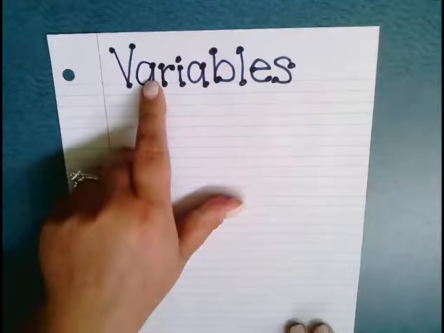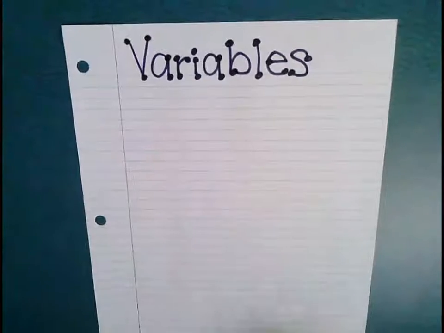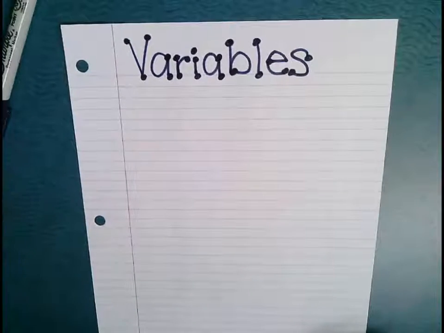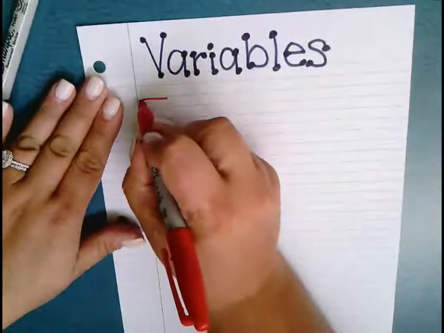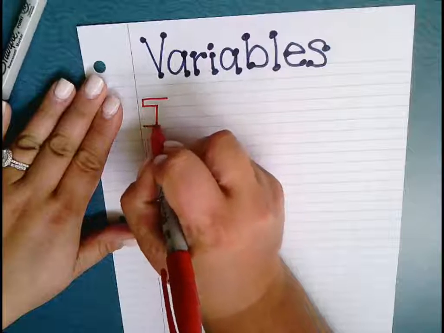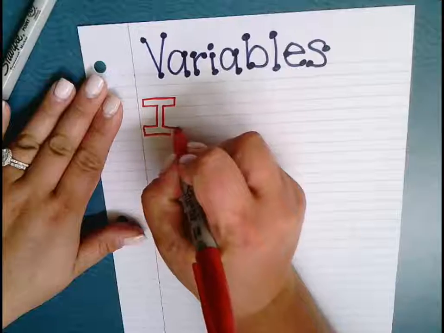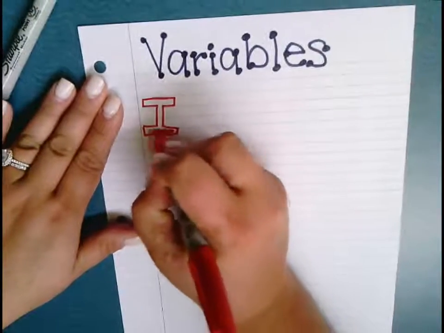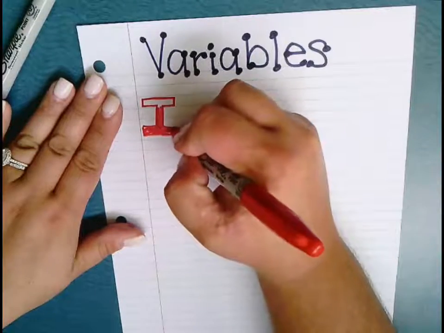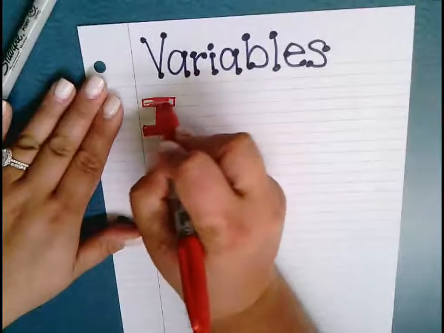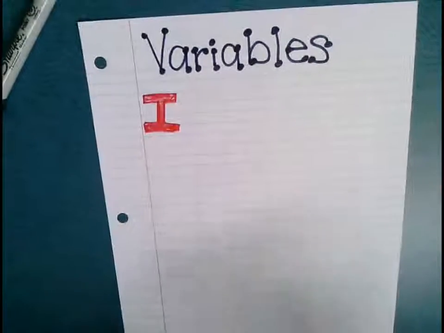So the title of this anchor chart is Variables. We're going to learn about 3 different types of variables today. The first variable that we're going to learn is called an independent variable. And watch what I'm going to do right here. I'm going to put the I in block lettering, and I'm going to make it a different color than the rest of my statement. And you're going to see why in just a few minutes.